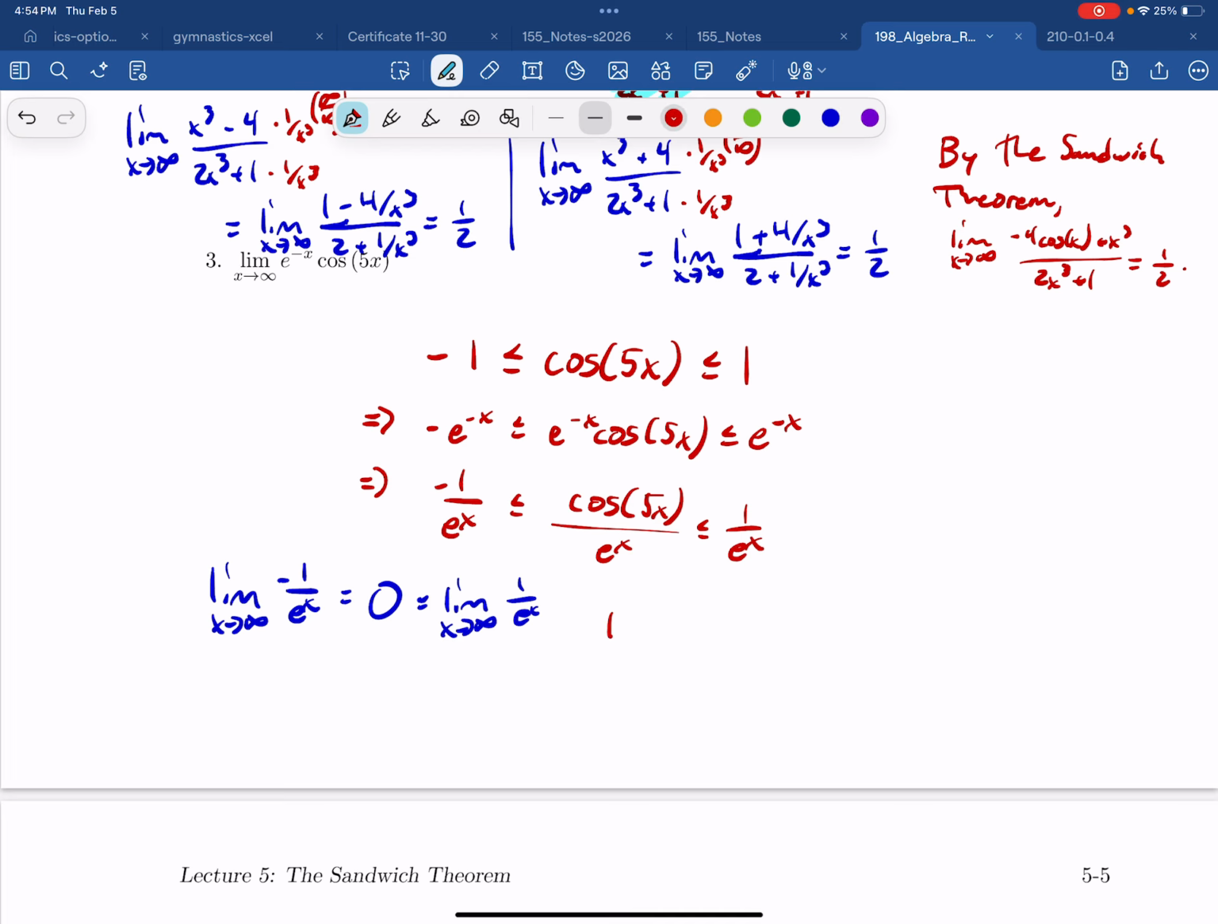And so last but not least, we just say by the sandwich theorem, the limit as x approaches infinity of e to the negative x cosine of 5x equals 0.